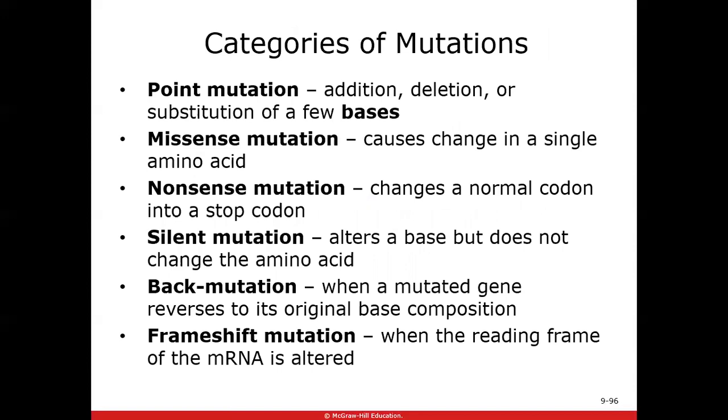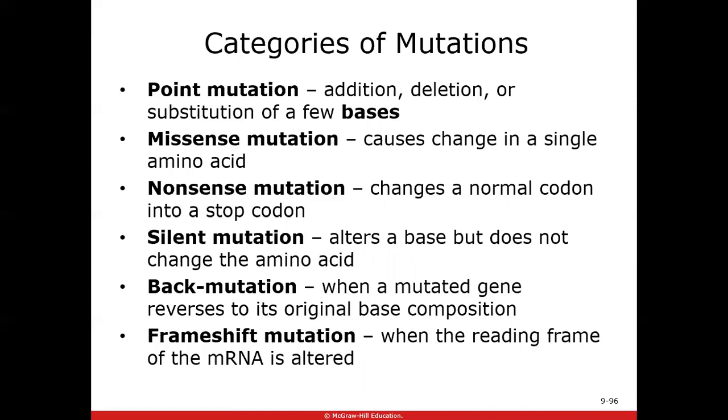So here are some categories. You have a point mutation, which is the addition, deletion, or substitution of a few bases. A missense mutation causes a change in a single amino acid. So one amino acid, that's a missense mutation. A nonsense mutation changes a normal codon into a stop codon. Remember I said there are a few codons that have the stop feature? So if you change a normal one to a stop one, that's nonsense.